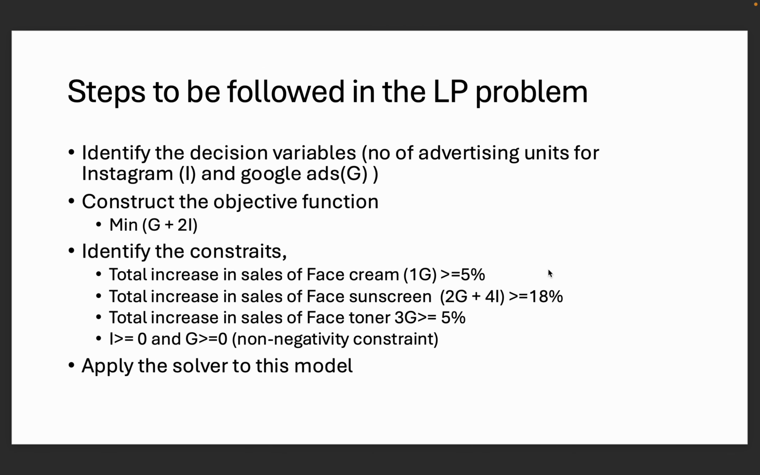Here, the decision variables are the number of units of advertising for Instagram and Google Ads. The constraints are the sales target for each product and the non-negativity constraints for the decision variables. The objective is to minimize the equation formed by multiplying the cost of advertising of Instagram and Google Ads respectively.